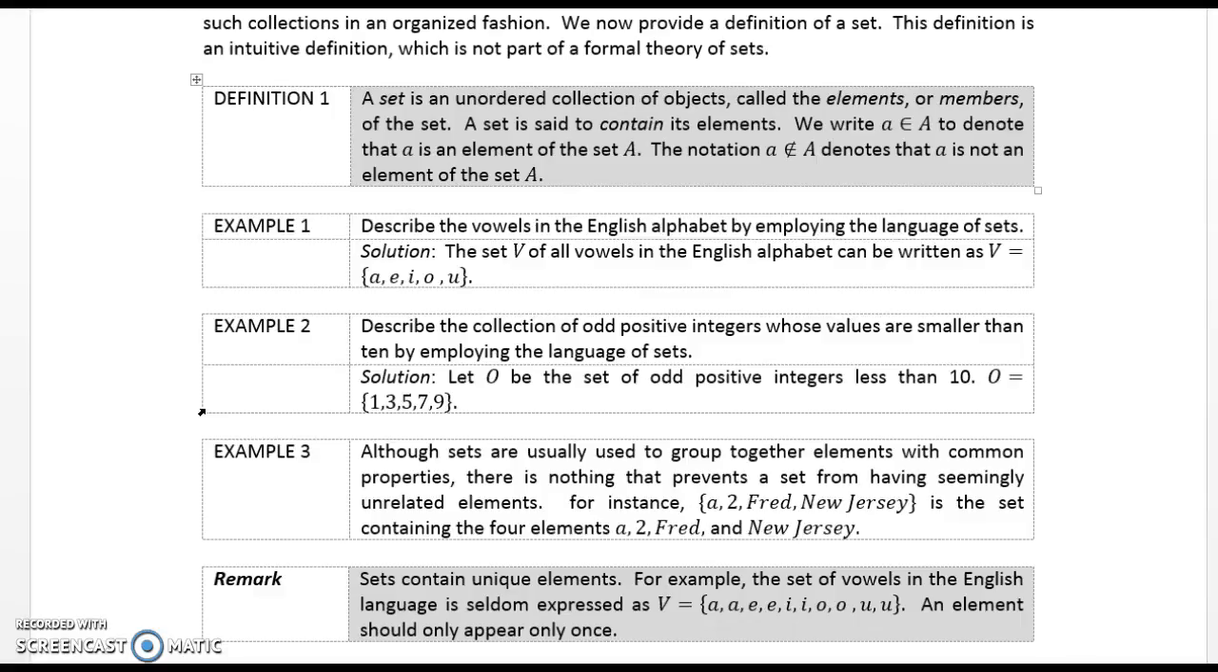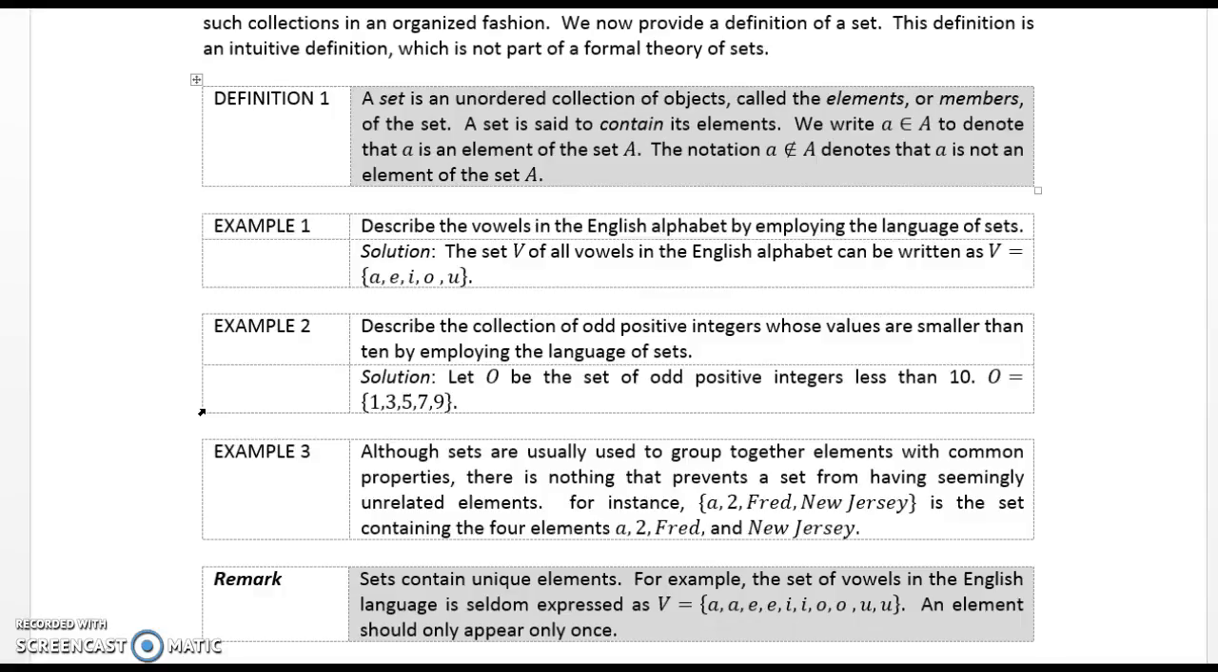Example 2. Describe the collection of odd positive integers whose values are smaller than 10 by employing the language of sets. Solution. Let O be the set of odd positive integers less than 10. O = {1, 3, 5, 7, 9}.